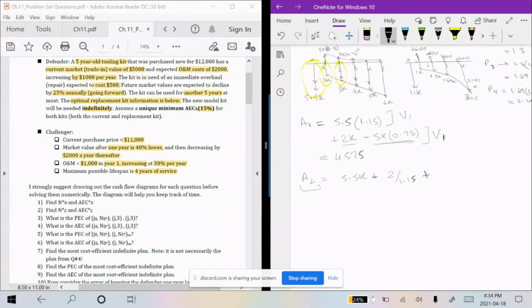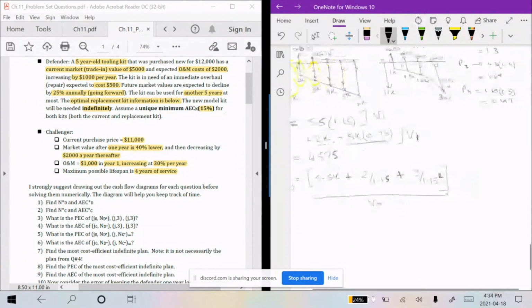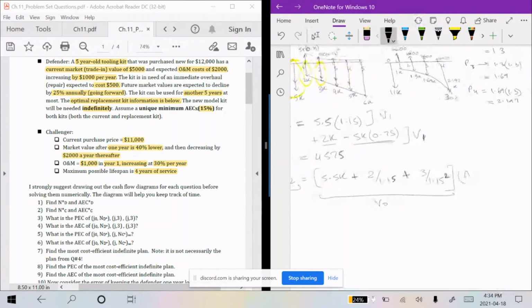Then the next one is 3, and I'm going to take this back by 1.15 again, so 3 to V0: 3 divided by 1.15 square, because I'm taking it back 2 periods. And this is V0. Now I need to annualize this. To annualize this, I need to find A given P, 15%, and over 2 periods.